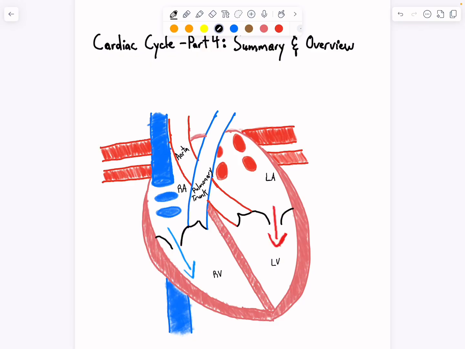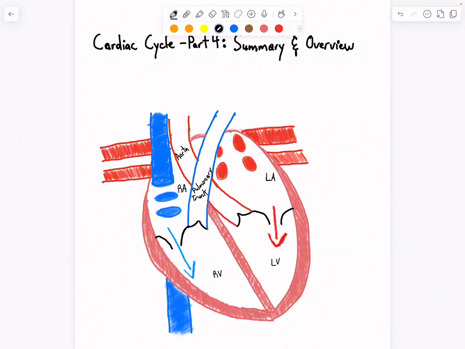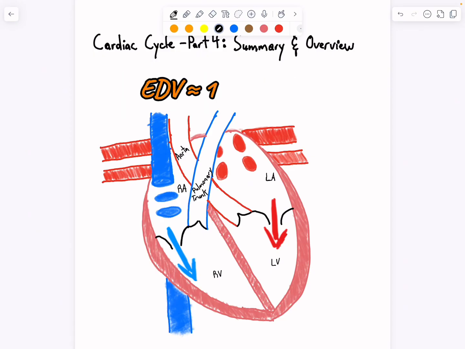This is passive ventricular filling, and it accounts for about 70 to 80% of the total filling. As the atria contract, we enter atrial systole, the active phase of filling. The atria give the ventricles a final push of blood, completing diastolic filling and bringing the ventricles to their end diastolic volume, about 120 milliliters.